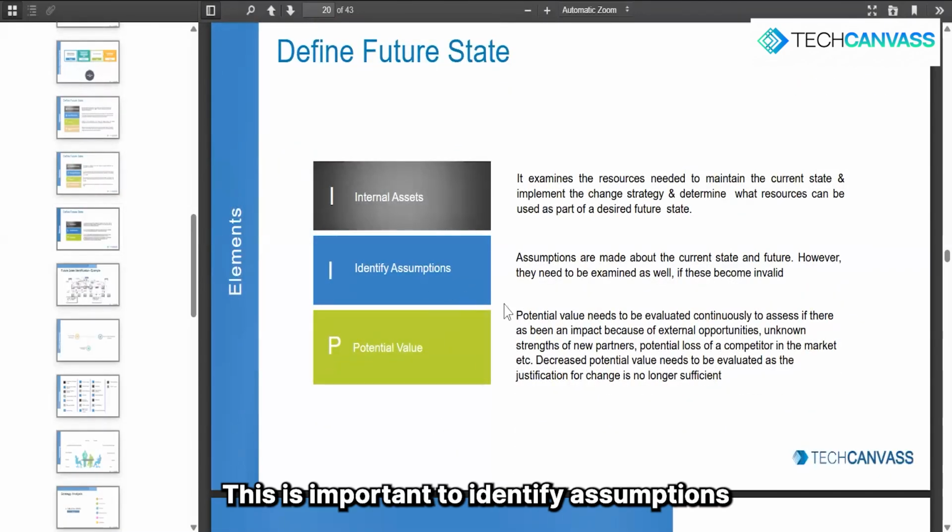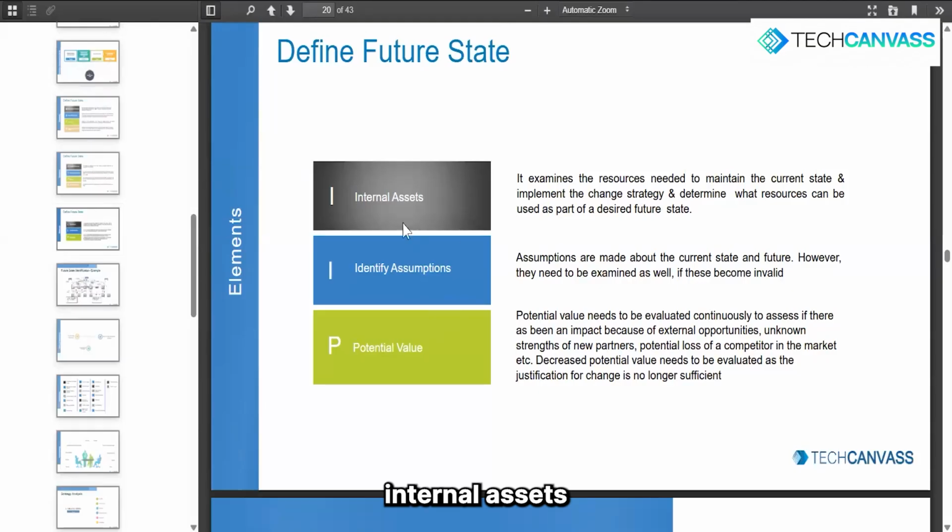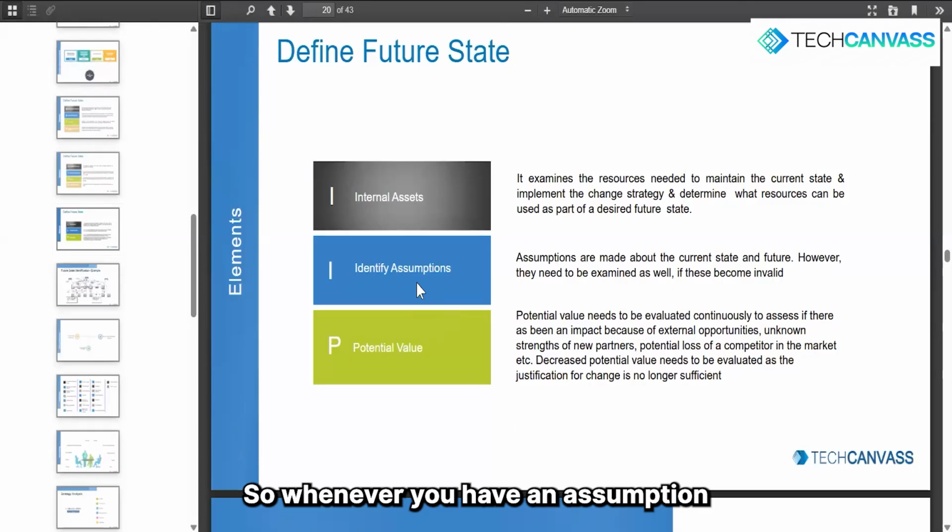Internal assets. This is important. Identify assumptions. Internal assets also we have covered. Yeah. Look at identify assumptions. So, there's a very beautiful line. You will see this all across the book. The traces of this word called assumption. So whenever you have an assumption, you should always validate it. It should be clearly identified. If you are not able to validate, mark it as a risk.